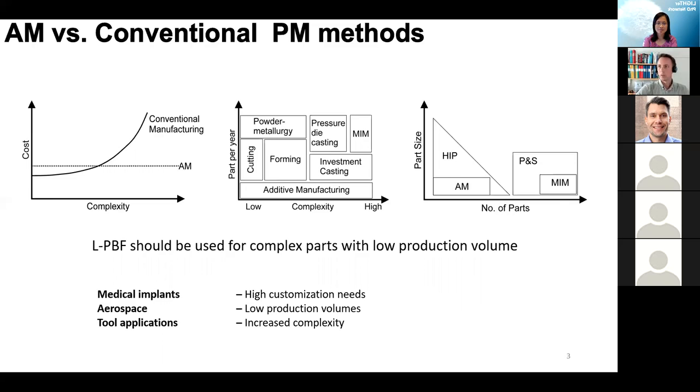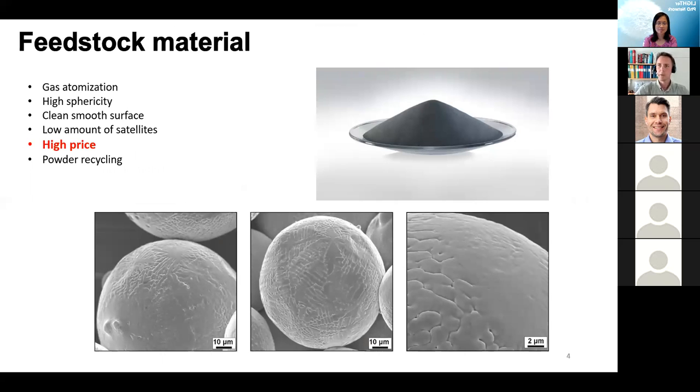So everything starts with the powder. I will not go into detail, but this powder needs to have a quite high quality when we talk about metal powder. It's highly spherical. It needs to have quite smooth surfaces, a low amount of satellites. All these quite high demands increase the price.